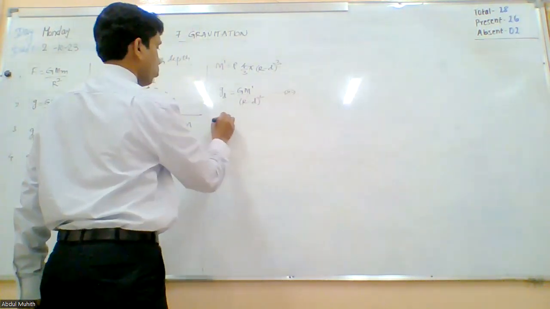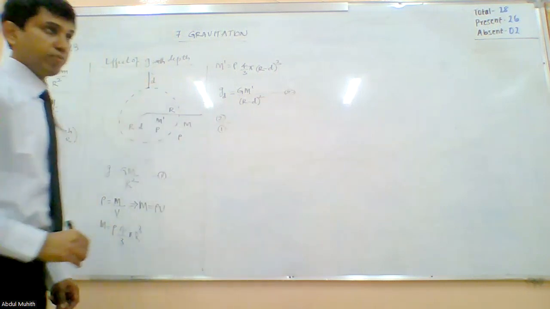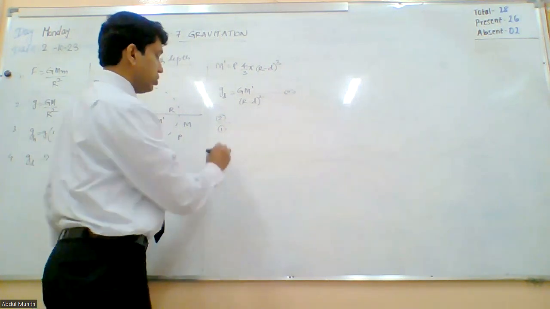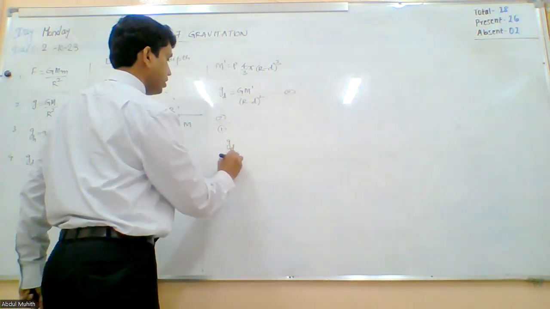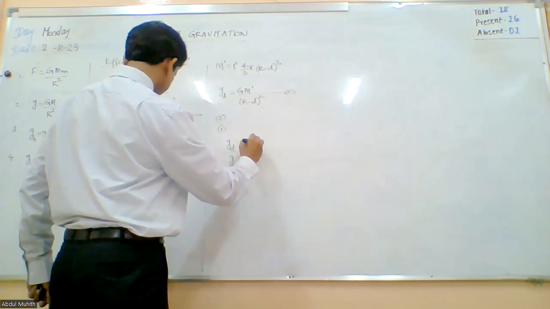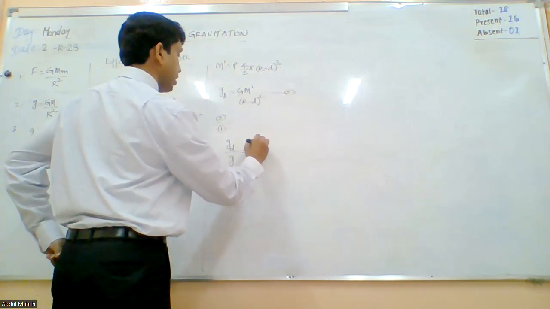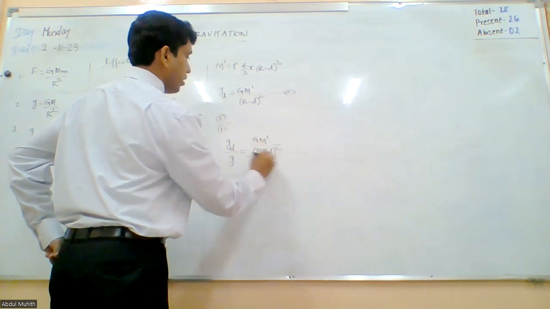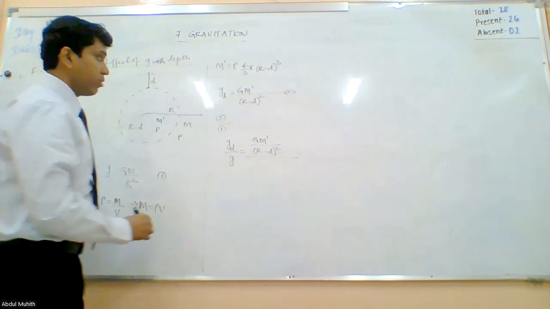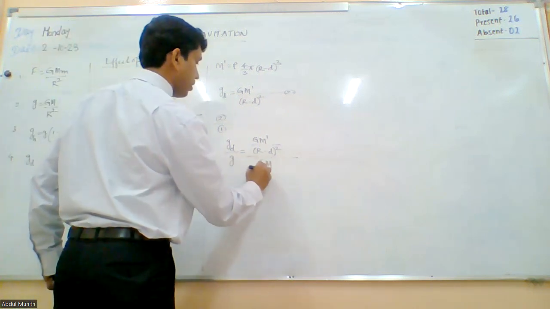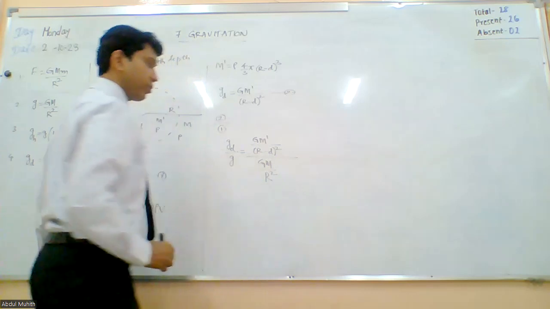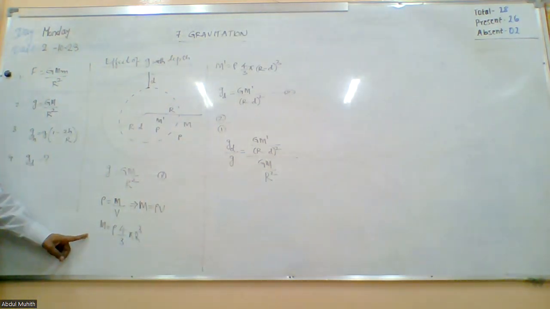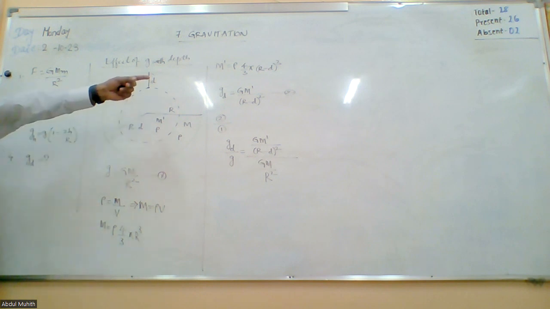Now we will divide 2 by 1. So g d by g equals G M dash divided by R minus d whole square, divided by GM by R square. Now we are going to replace the M and M dash values.